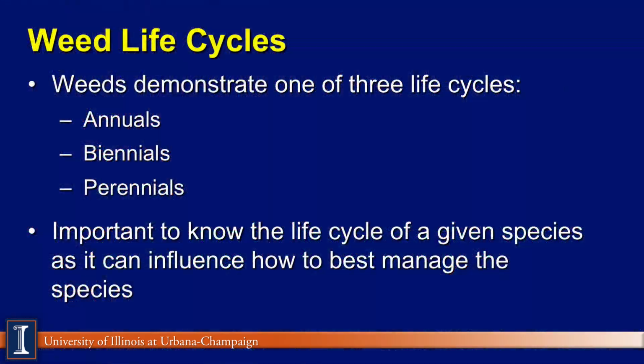The weeds that farmers contend with have demonstrated one of three different life cycles. They could be an annual, a biennial, or a perennial. It's very important to know the life cycle of these species because it can influence how we best manage these species, especially if a herbicide would be part of our weed management program. Annuals are those species that complete their life cycle, and by their life cycle we mean from seed to seed, within one growing season. Biennials take 2 years to complete their life cycle, whereas perennials, depending on the species, generally grow multiple years, in theory indefinitely.